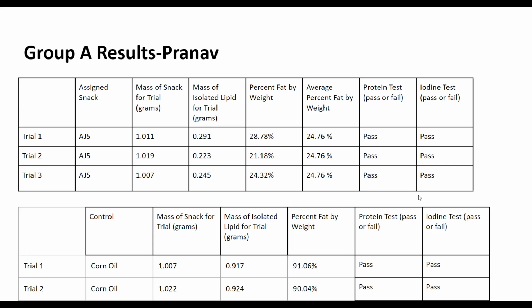For the control, we ended up using corn oil. And for the percent fat by weight here, we got 91.06% for trial 1 and 90.04% for trial 2, meaning, since it is above 85% and close to 90%, that the procedure was good and the results we got were reliable. And for this as well, the protein test and iodine test, the procedure passed for both of them, meaning that the results are reliable. And in the next slide, we'll go over the actual calculations, an example calculation for each of these.